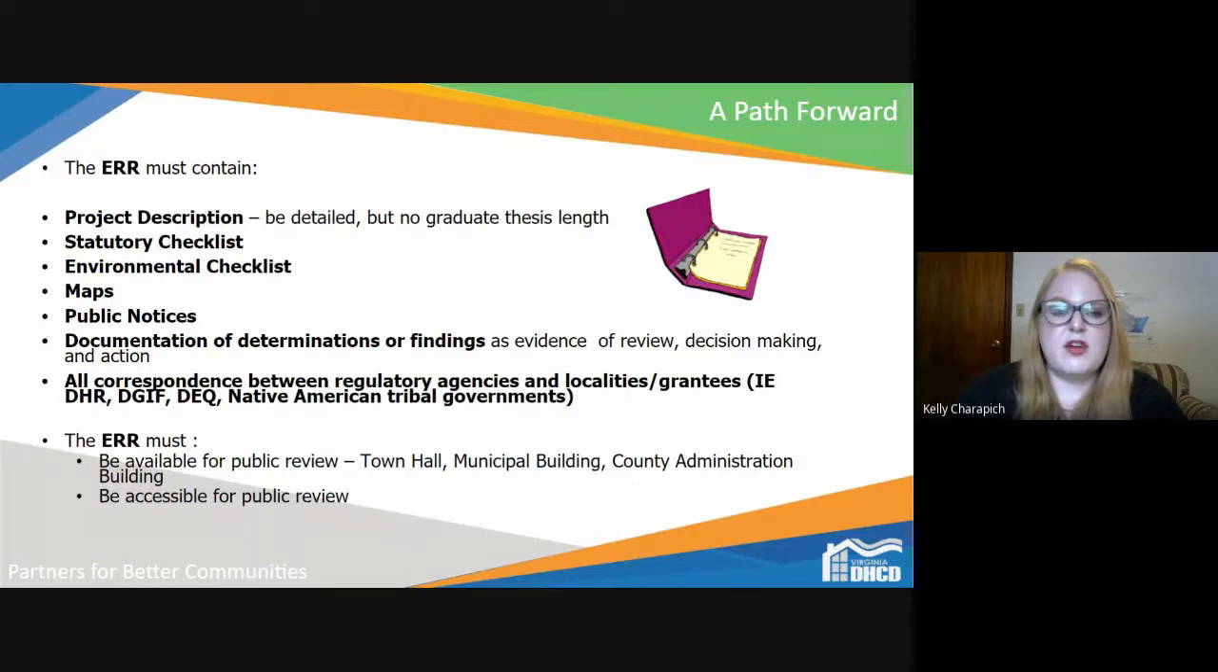Your environmental review record needs to be at your town hall, your municipal building, or your county administration building. I don't think anybody is going to walk in from the street and ask to read the environmental review record, but it could happen. You never know. It has to be accessible for public review, and it also has to be accessible in the way that it's written. Anybody should be able to walk in off the street and read it. So you don't want unnecessary jargon, or big words for big words' sake. You want it available for everybody to be able to read and understand.